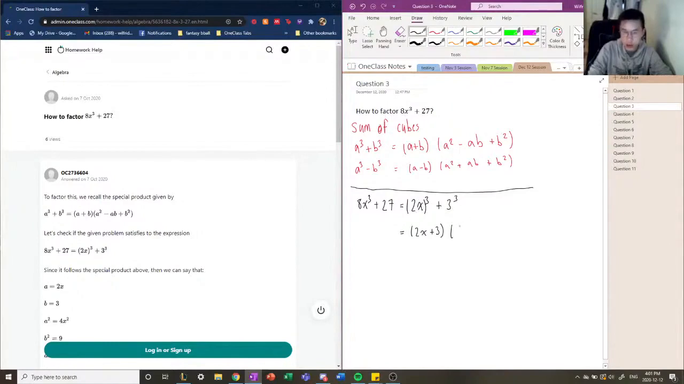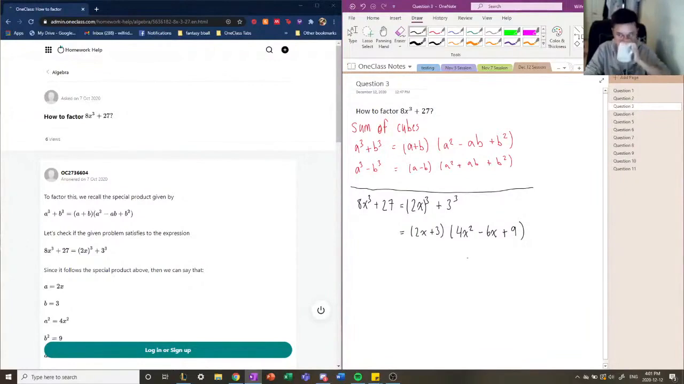So it's going to be 2x squared, so it's 4x squared, minus a times b, so 2x times 3, which is minus 6x, and then b squared, so plus 9. Okay? So this is how we write it. This is how we factor any sum of cubes.